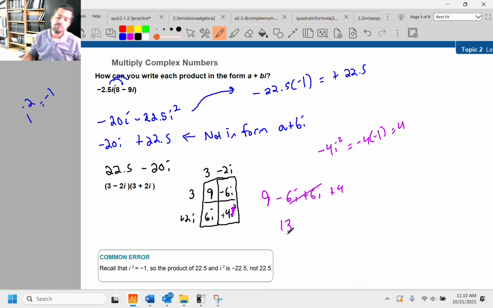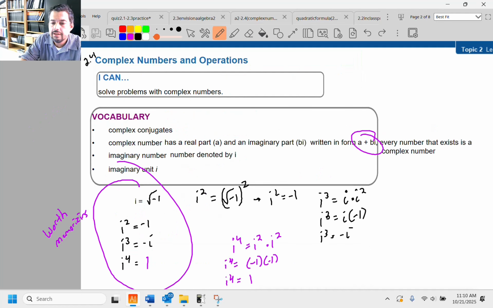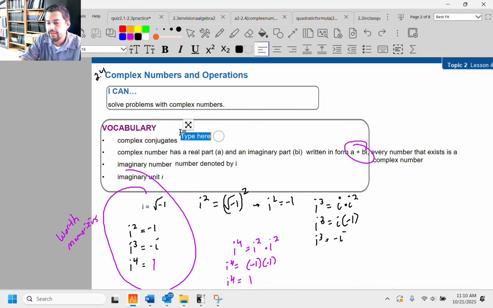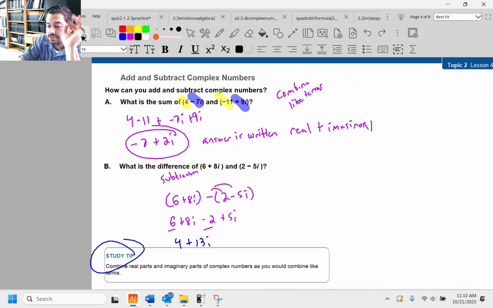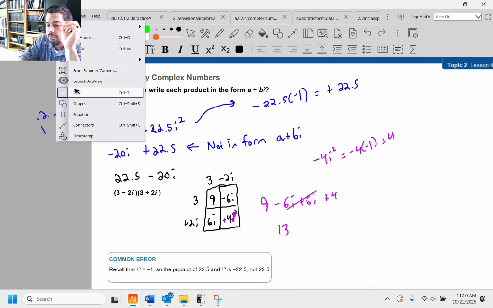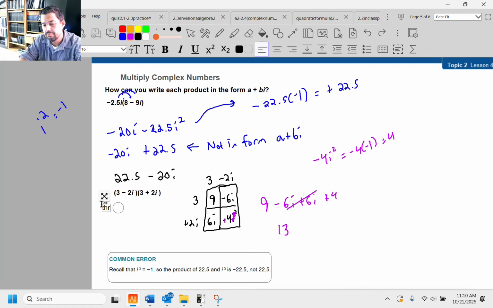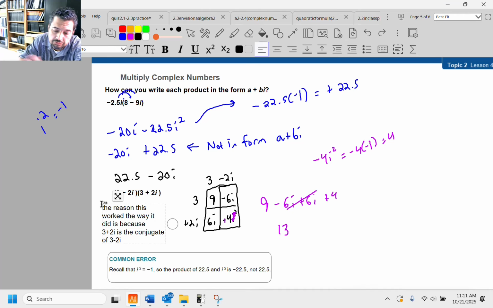Now, the reason that this worked the way it did is because these two things are special. So let's go back and define something that I haven't defined. The complex conjugate. And it's really simple. It says the conjugate of a plus bi is a minus bi. We change the sign on the weird part. So the reason that these two things kind of cancel each other out and just reduce down to a solid number is because these two things were complex conjugates of each other. So the reason this worked the way it did is because 3 plus 2i is the conjugate of 3 minus 2i. That's why it worked. Kind of cool.